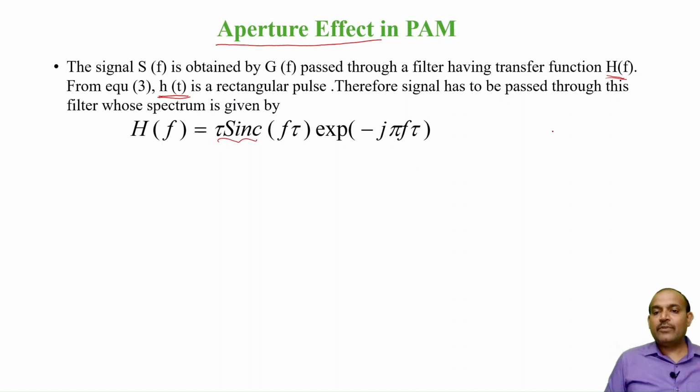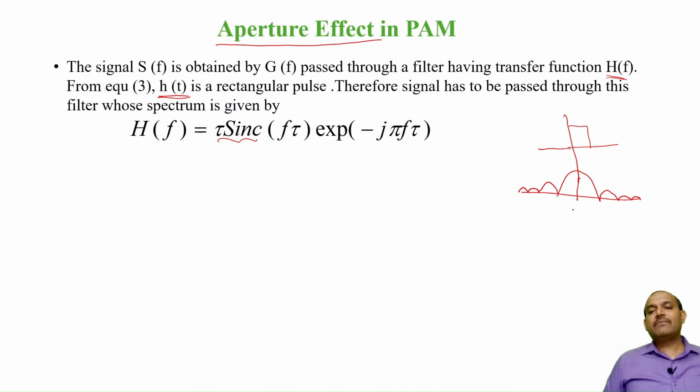If you remember the waveform that I have shown, this was your rectangular pulse, and the frequency domain representation of that used to be like this. The amplitude keeps on reducing, correct? This was the spectrum you have seen in the previous slide.